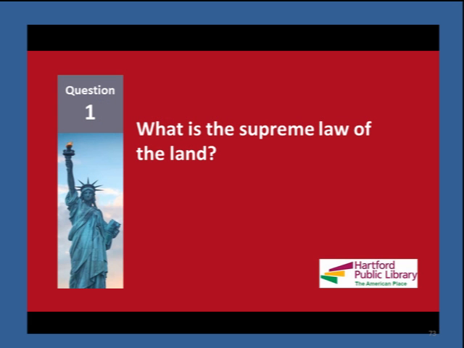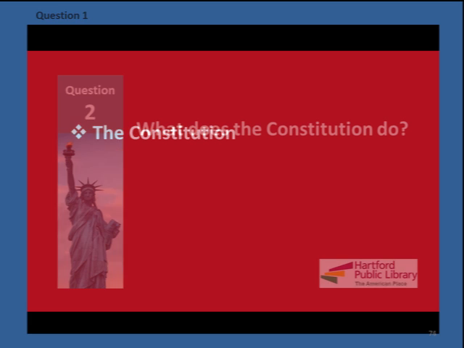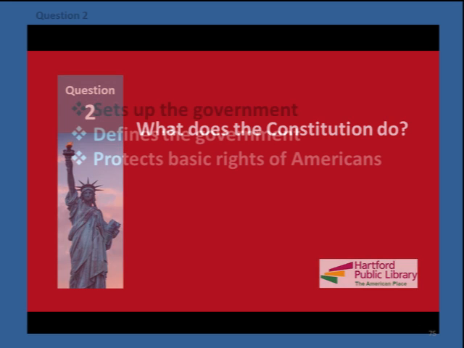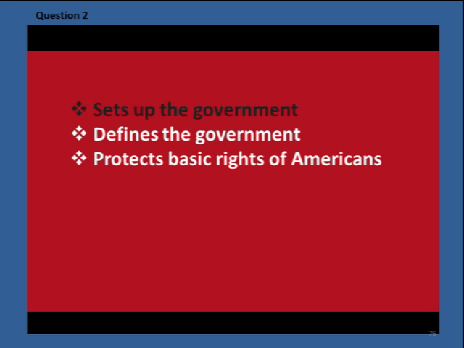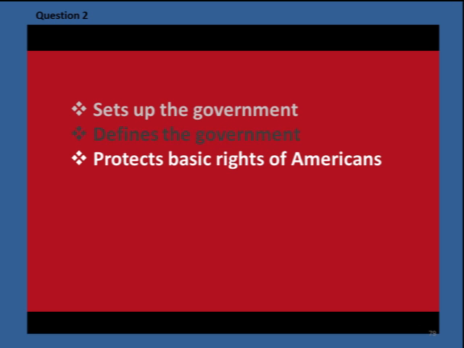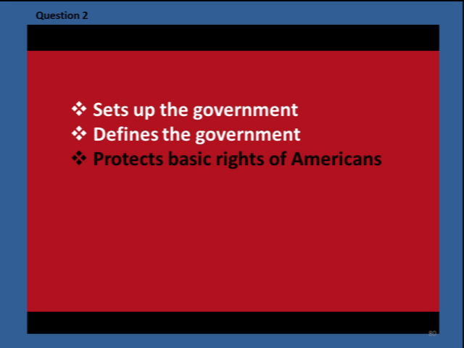Question 1. What is the supreme law of the land? The Constitution. The Constitution is the supreme law of the land. Question 2. What does the Constitution do? Sets up the government. The Constitution sets up the government, defines the government, and protects the basic rights of Americans.